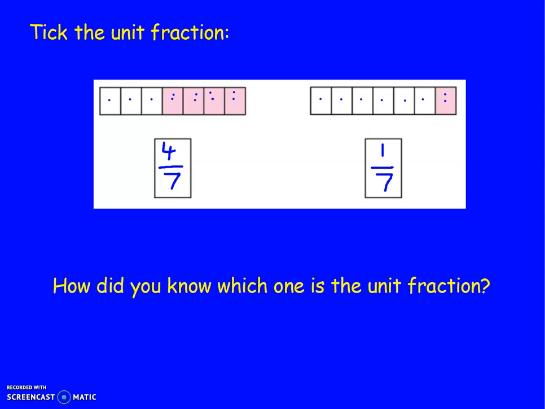Do you know which one is the unit fraction? Remember, a unit fraction will have a numerator of 1. Brilliant. This one is the unit fraction, and we know that this is the unit fraction because the numerator is 1. Well done if you got that right.